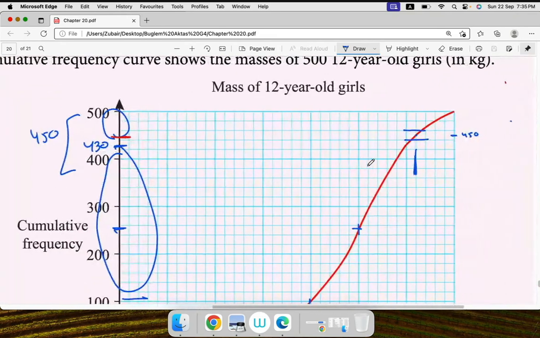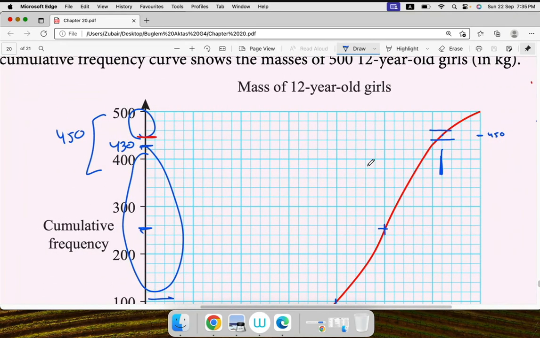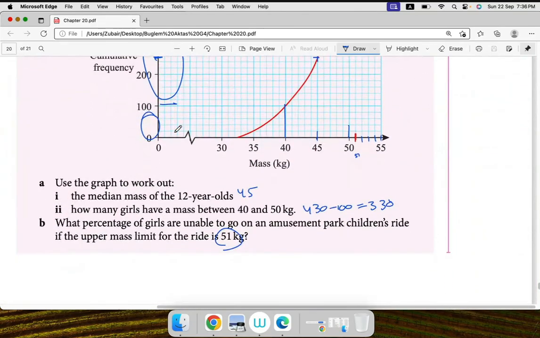Okay. Wait. So, yeah, it's 450. Okay, so 450 would mean these girls are not going on that ride. So from 450 to 500, these are 50. 50 out of 500 times 100, 10% of the children are not going on that ride. So 50 girls is 10% of the 500. Yes. Okay.